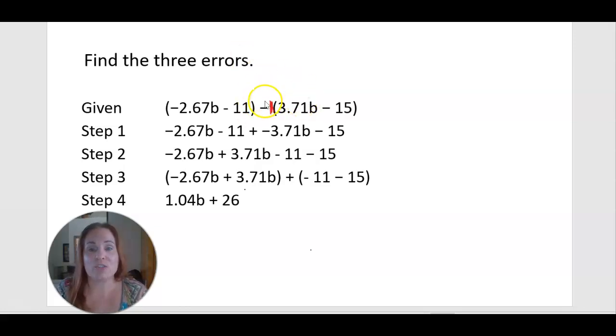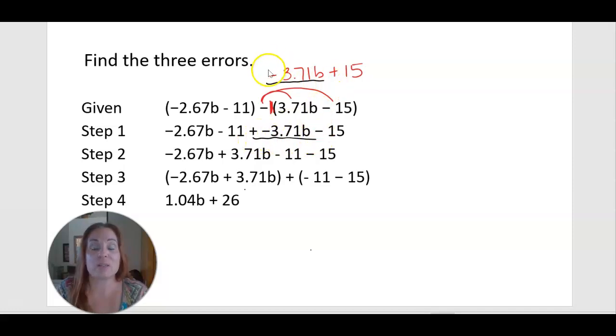So when I distribute, -1 times 3.71b would be -3.71b. And -1 times -15, a negative times a negative equals a positive, so that should be +15. So we come to our first mistake because this part is correct, right?